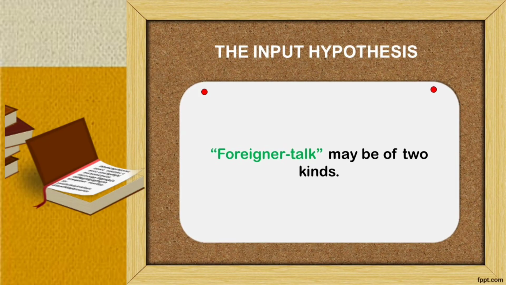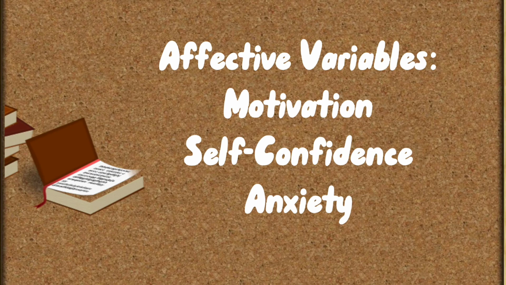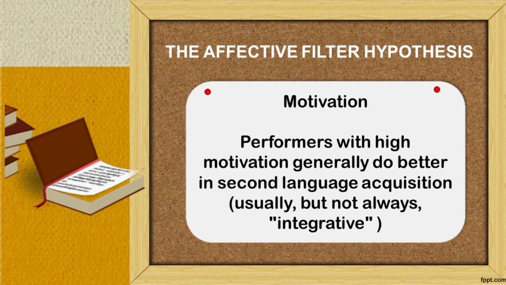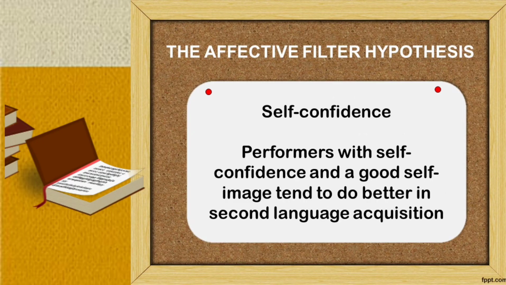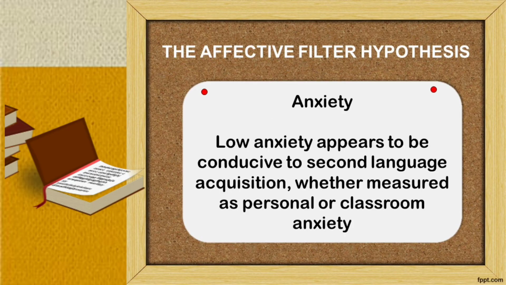The affective filter hypothesis. Affective variables may be of three forms. We have motivation, self-confidence, and anxiety. Motivation: performers with high motivation generally do better in second language acquisition, usually but not always integrative. Self-confidence: performers with self-confidence and a good self-image tend to do better in second language acquisition. And anxiety: low anxiety appears to be conducive to second language acquisition, whether measured as personal or classroom anxiety.